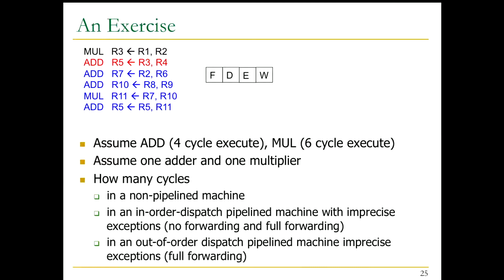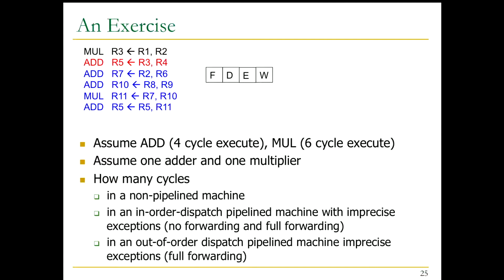How many cycles does this code take in a non-pipeline machine? This sounds like a good exam question, for example. It's really easy, right? Or how many cycles does this take in an in-order dispatch pipeline machine with imprecise exceptions? I'm going to do the imprecise exceptions for this case, because precise exceptions, you can easily add that on top of it. And you can have this with no forwarding and full forwarding.